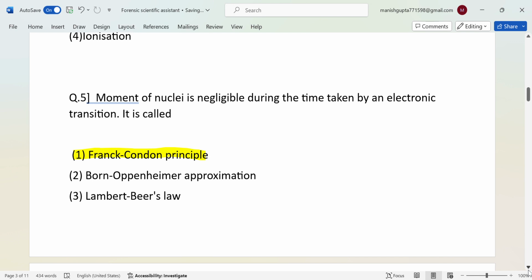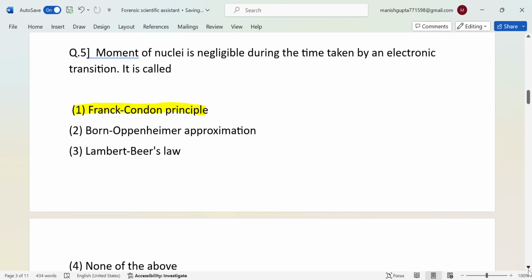Movement of nuclei is negligible during the time taken by an electron transition. It's called Franck-Condon principle. These are all very easy questions for chemistry students.